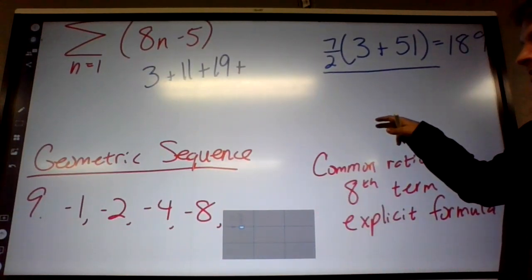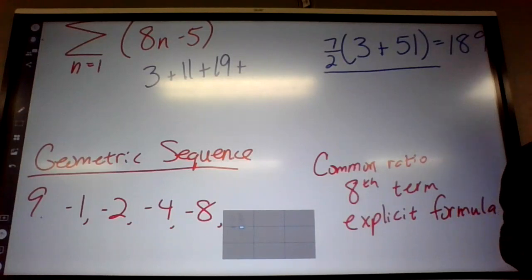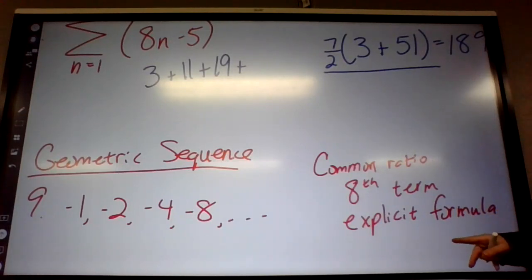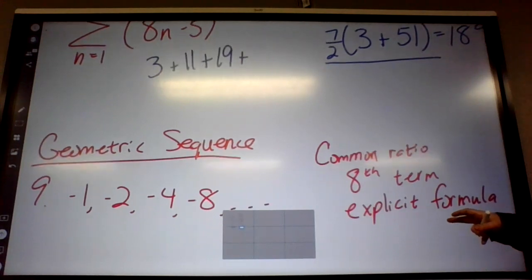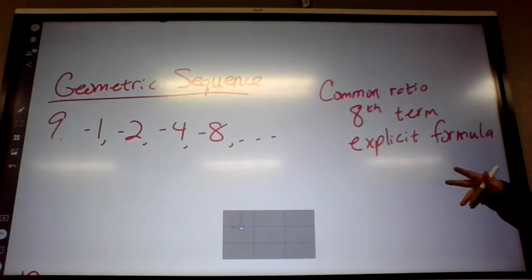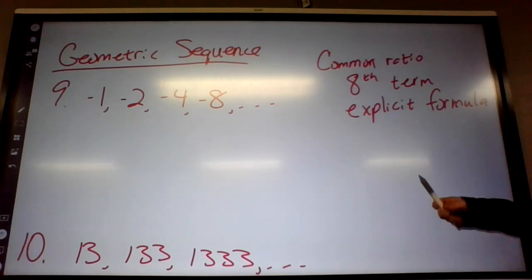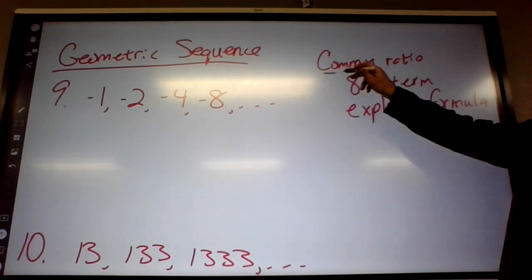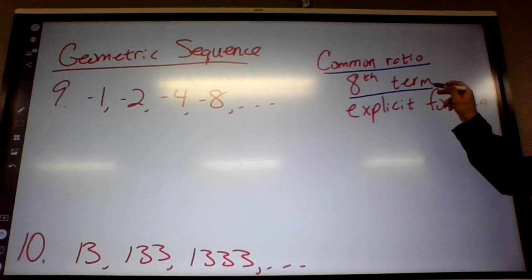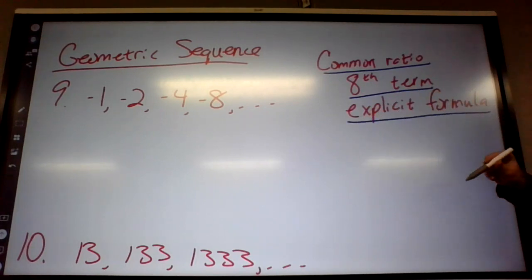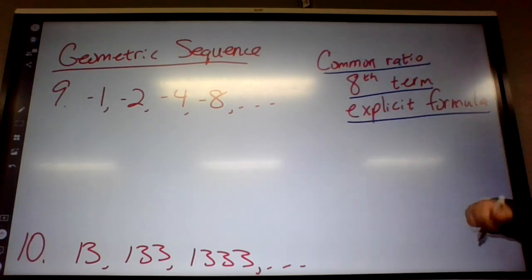Here's the second half. Geometric sequences. Yay. There's a little bit more on this half because we did some infinite geometric series stuff. Okay, here's the questions. What's the common ratio? What's the eighth term? What's an explicit formula? So what's the common ratio?